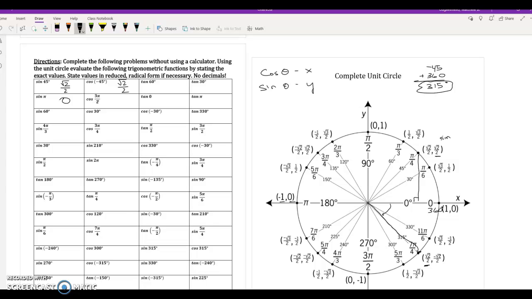For cosine of pi over 2, that's down here. I'm going to use the x coordinate because I'm using cosine. That one is also 0.